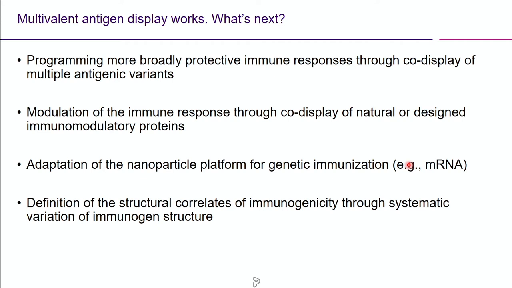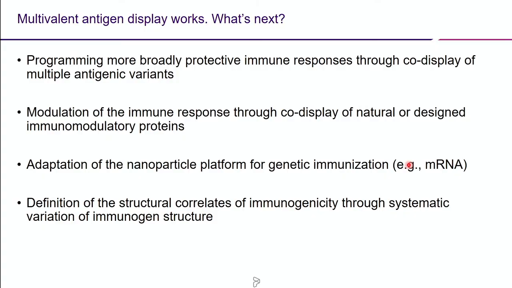One thing that we're attacking now that we hadn't previously is inducing broad responses against pathogens that rapidly mutate to evade immunity, and I'll talk a little bit about that in flu. We're working on modulating the immune response through engaging innate immune pathways and either activating or blocking those. We're really excited, as I mentioned at the beginning, about genetic immunization and in particular the potential of mRNA vaccines. And so we're adapting our platform so that it can be delivered genetically.